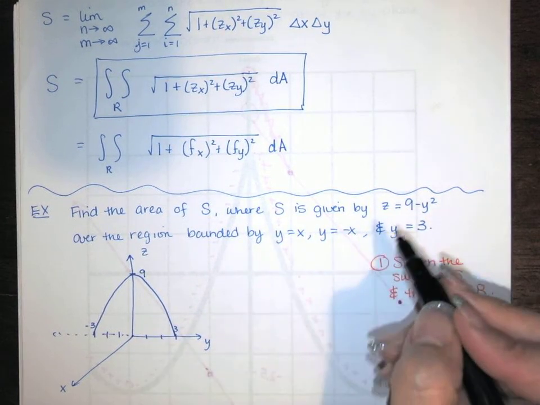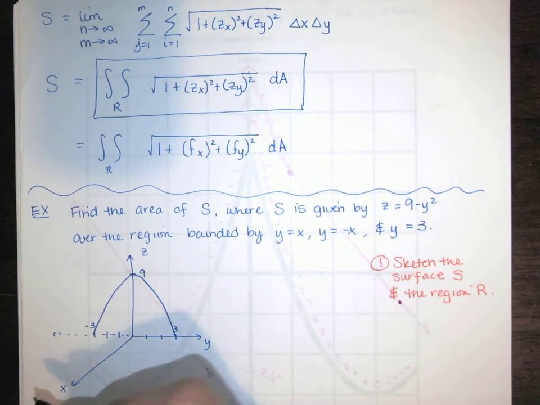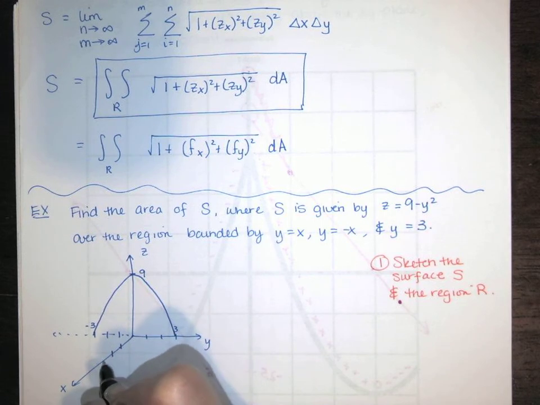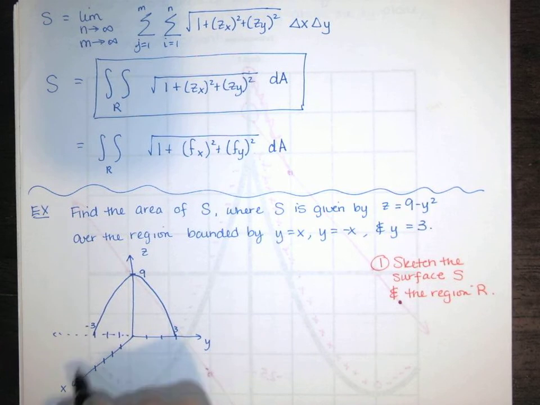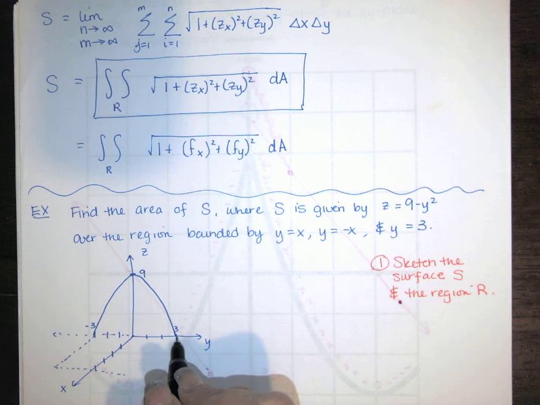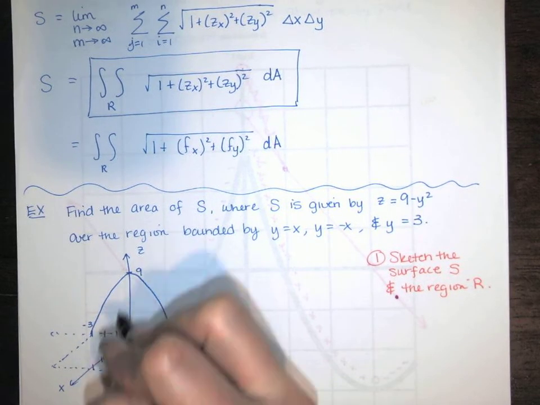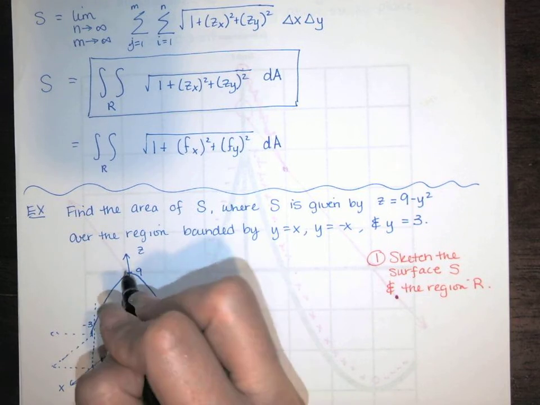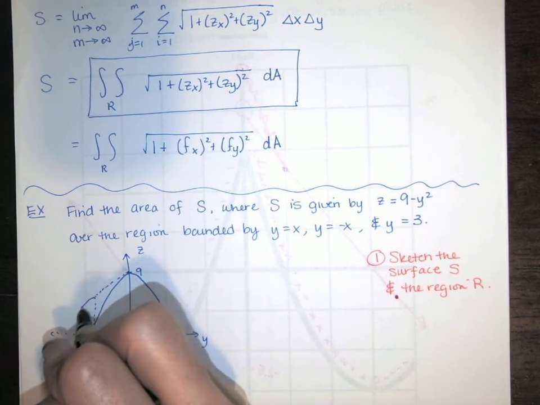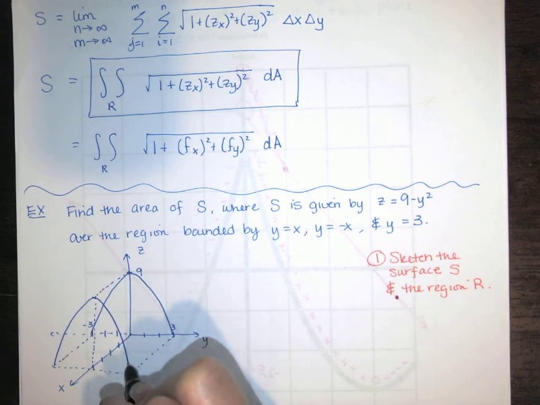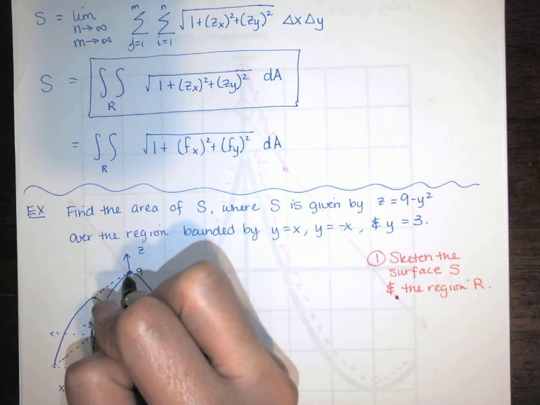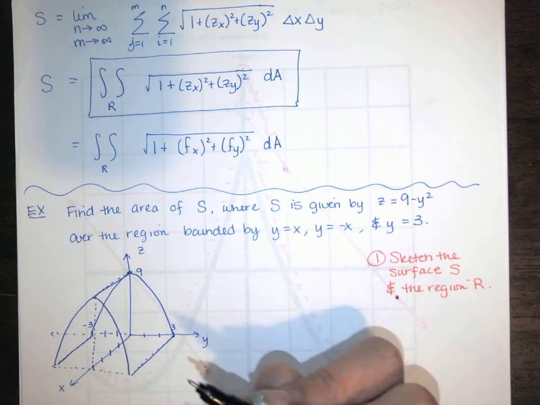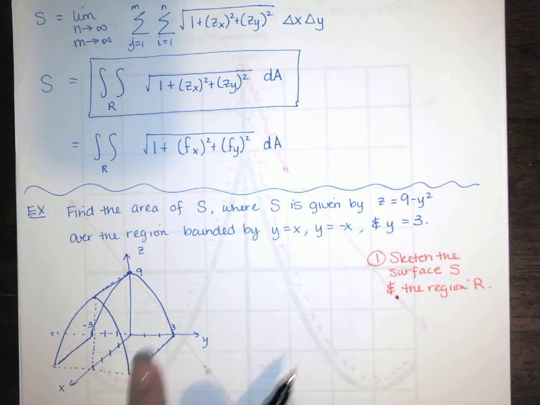But remember, if there's no x here, x is free to be anything. So we get exactly the same graph when x equals 1, and when x equals 2, and when x equals 3, and so on. So I would see that same parabola over here. It's kind of hard to draw. Do the best I can. Okay, so that's our surface.